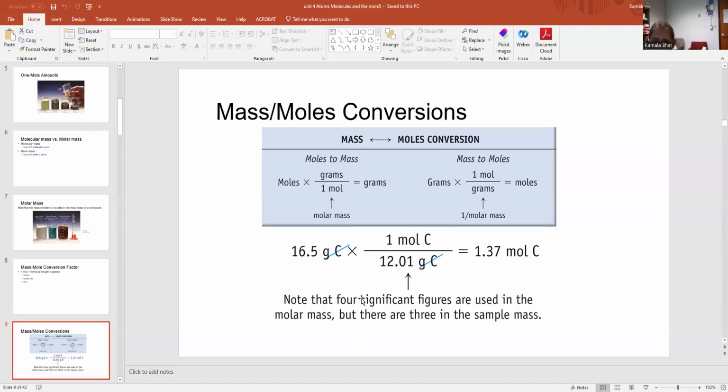Where are you is the question. At the beginning, you are in grams of carbon. Where do you want to go? To moles of carbon.